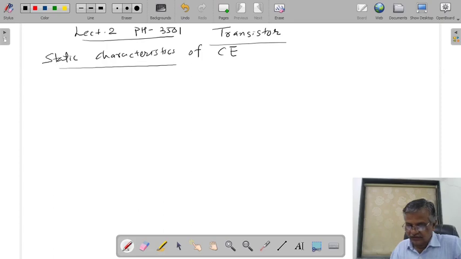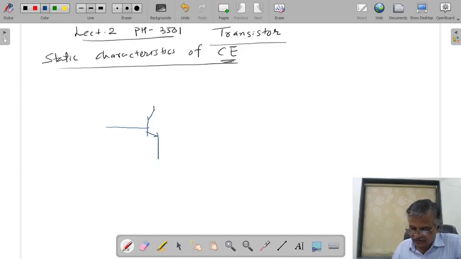We have seen that this is the widely popular common emitter configuration. The reason is that its current gain is high, voltage gain is high, power gain is high. So this is widely popular. So let us see its characteristics. The circuit diagram to obtain the input and output characteristics for the common emitter circuit is shown in the figure. This I am showing, the circuit diagram.